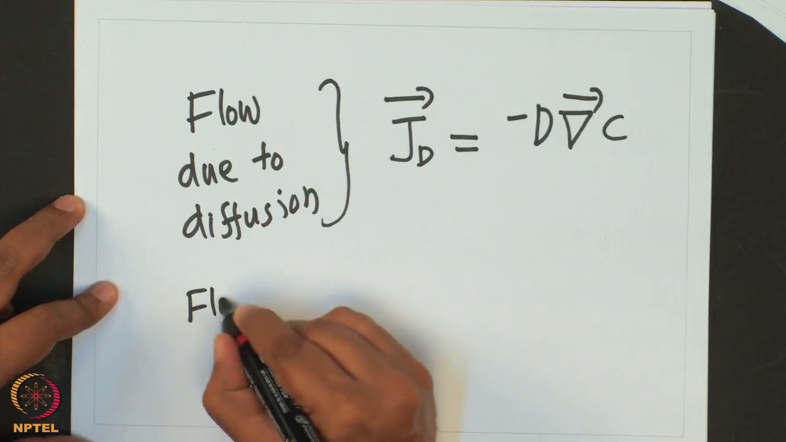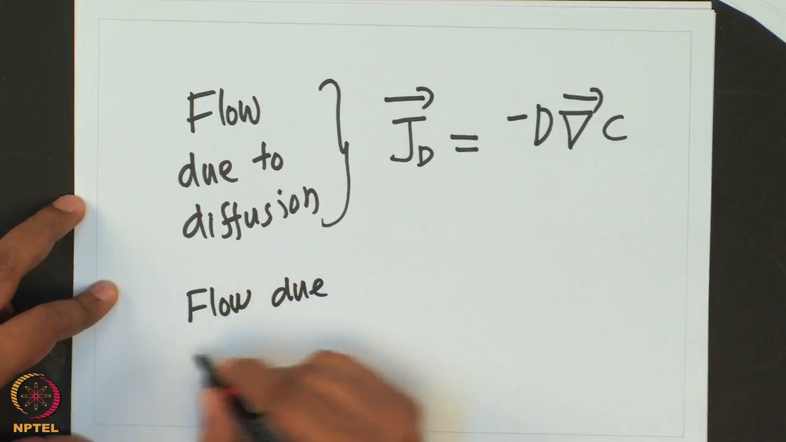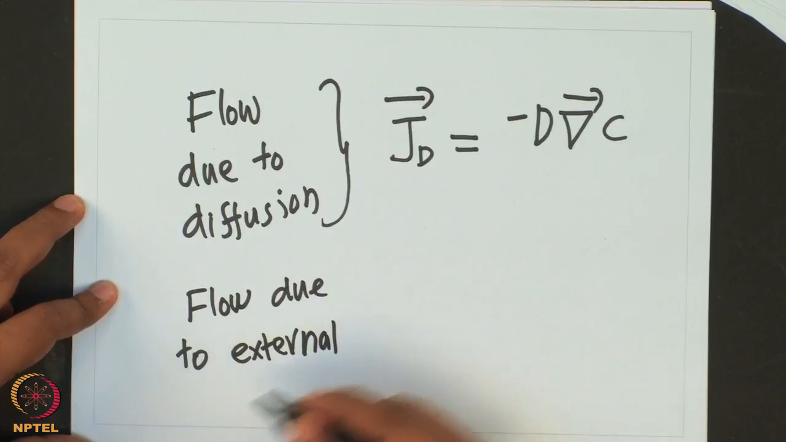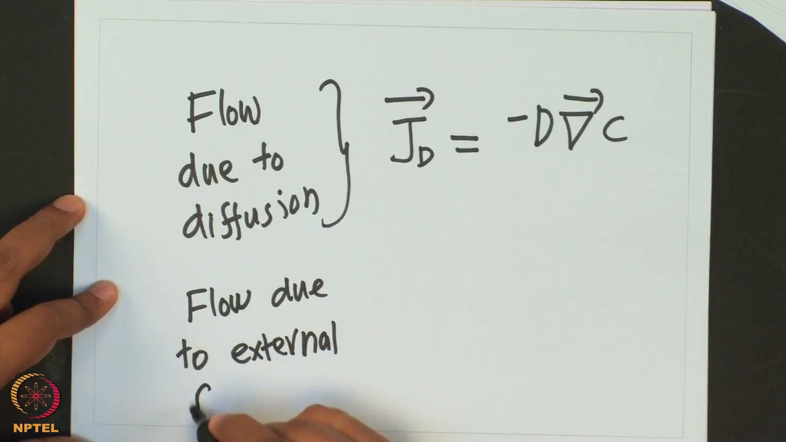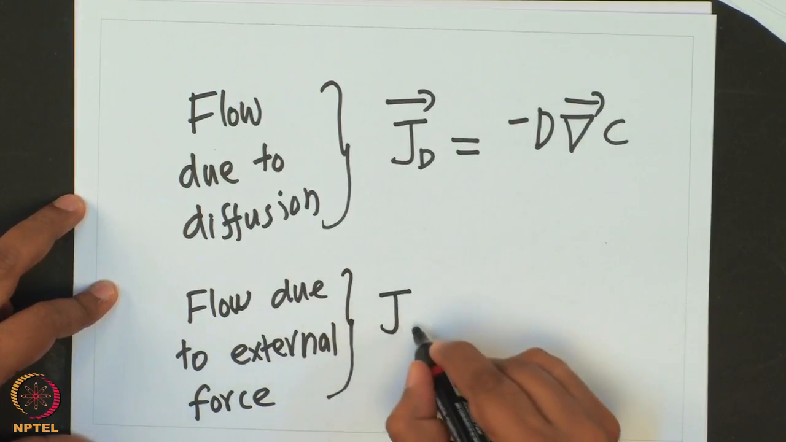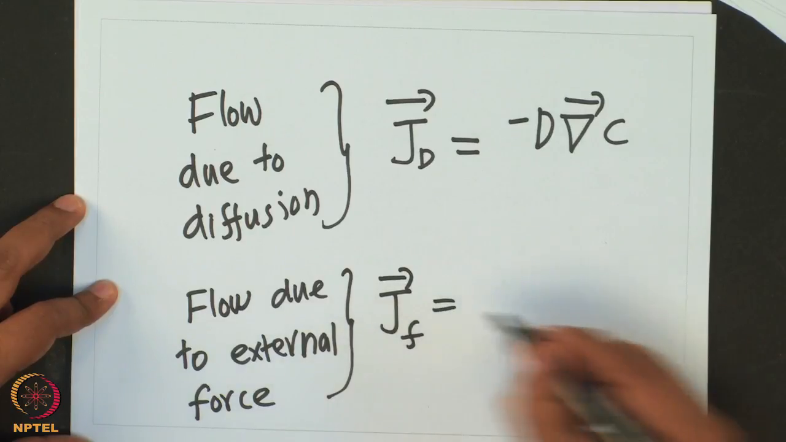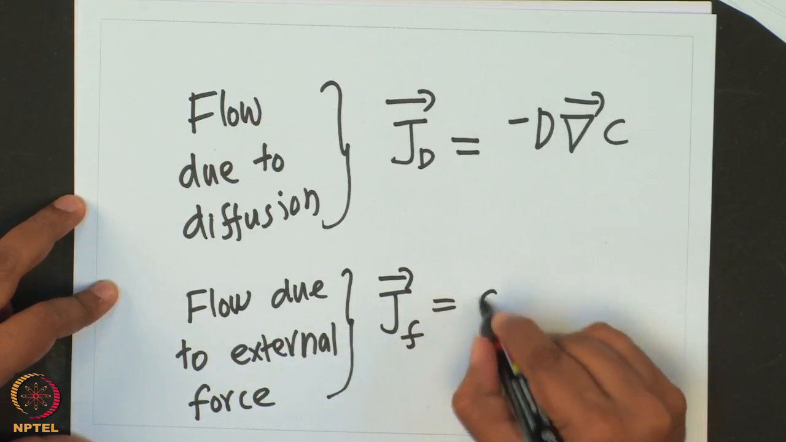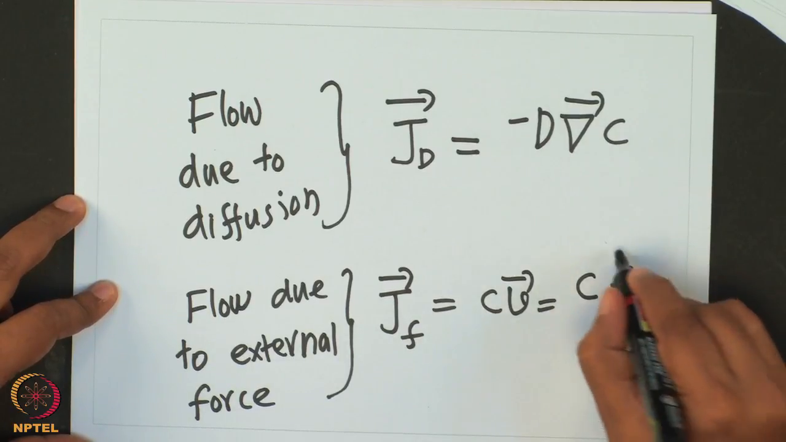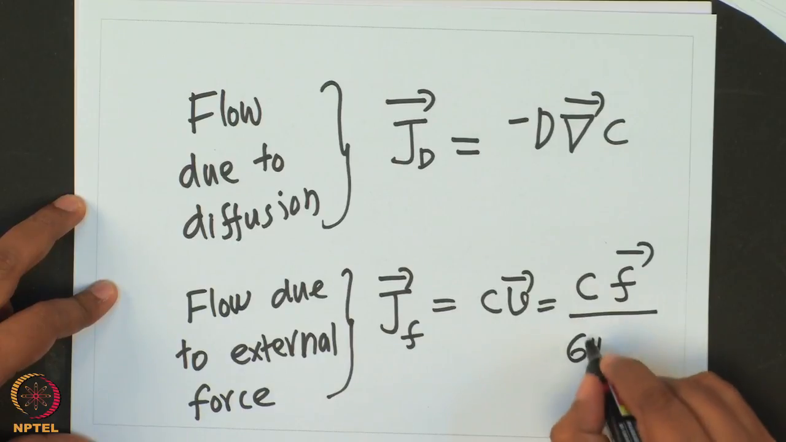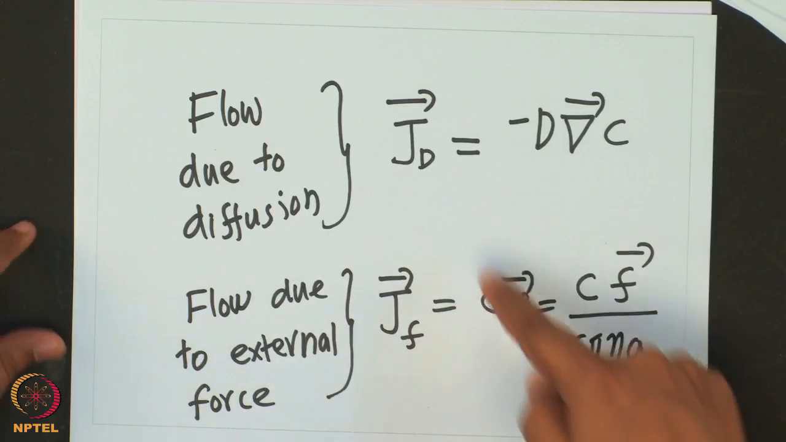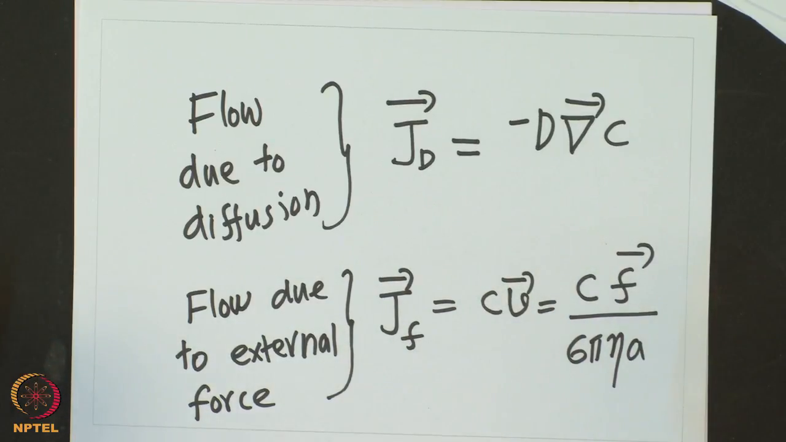And flow due to external force, it could be the force due to an electric field, it could be the force due to gravity, which is like sedimentation. Let us call this JF, and this will be CV, which we can write as CF by 6 pi eta A. So these are the two things: flow due to diffusion and flow due to external force.